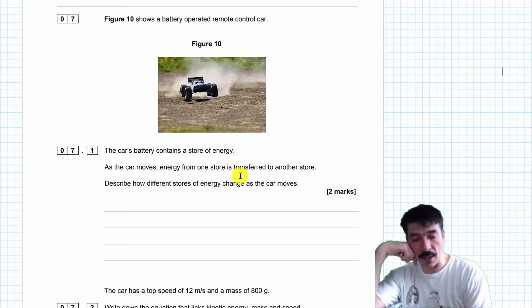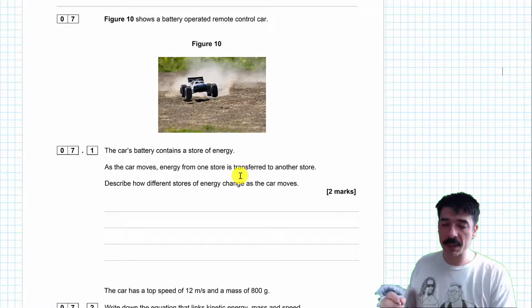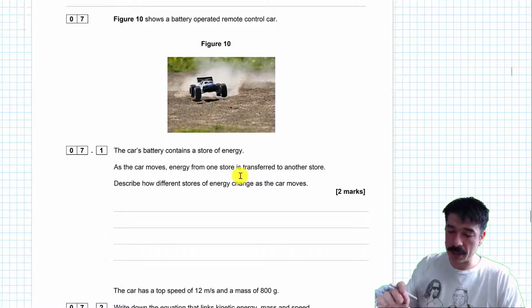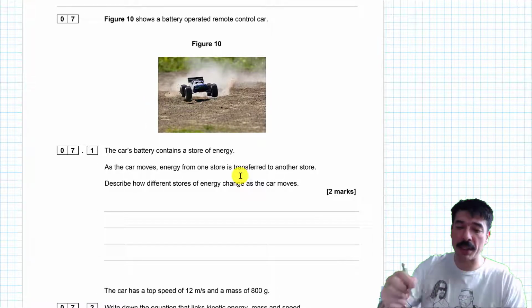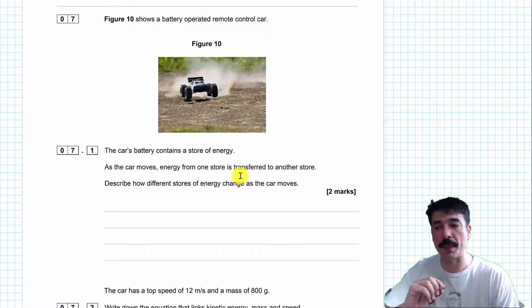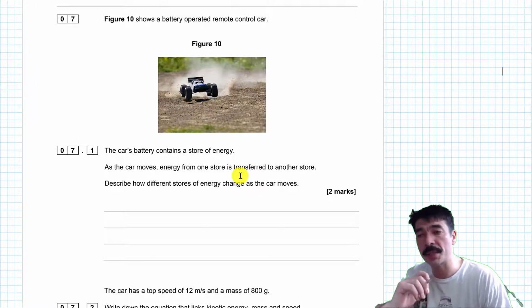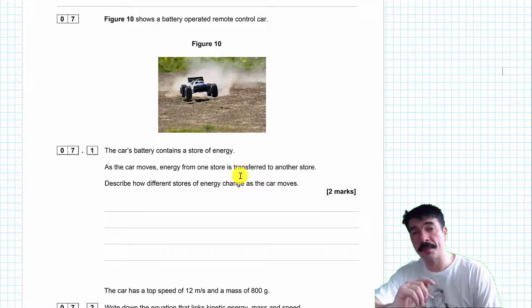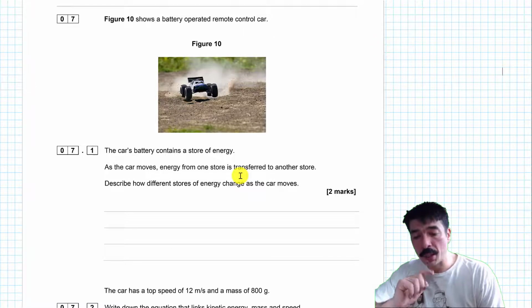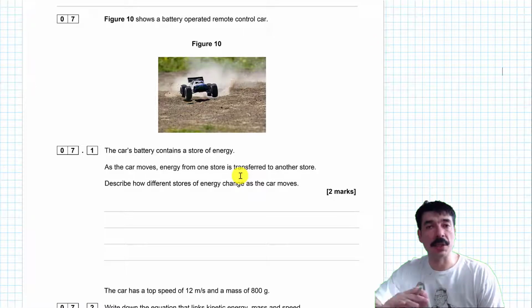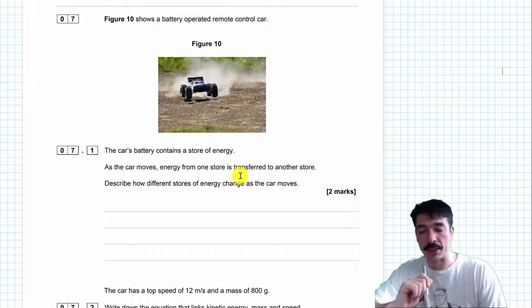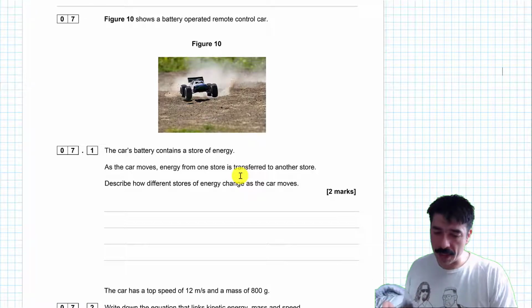So let's think about this car then. Okay, so the car is running on a battery, and the common mistake here is to say that the battery contains electrical energy, but actually it is a store of chemical energy until it's put into a circuit when it gets converted into electrical energy, and then the car itself is going to convert that electrical energy into kinetic energy or movement energy. So I'm going to say, how do the energy stores change?